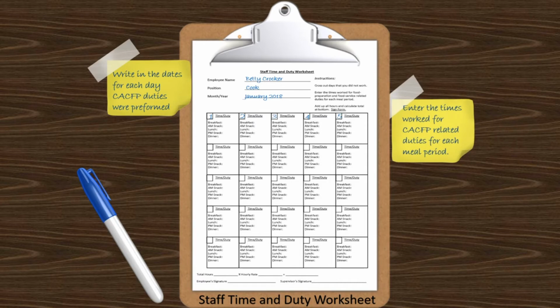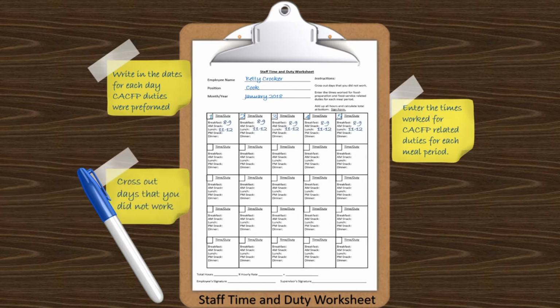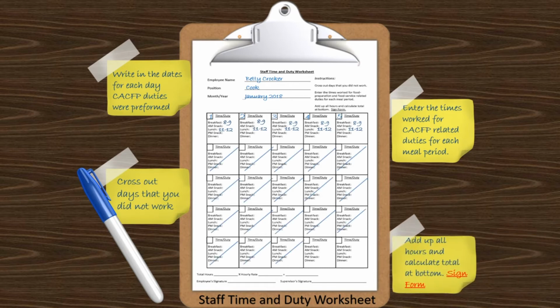Enter the times worked for Child and Adult Care Food Program related duties for each meal period. Cross out days that you did not work. Add up all hours and calculate the total at the bottom. Be sure to sign the form and have your supervisor also sign the form.